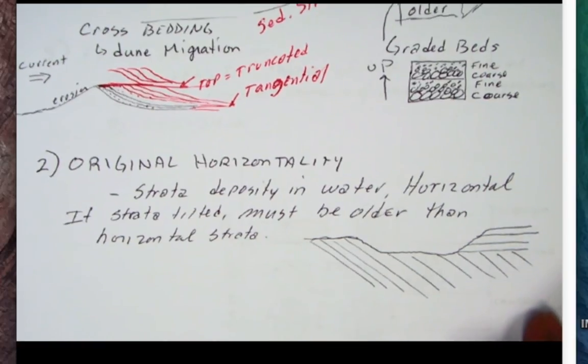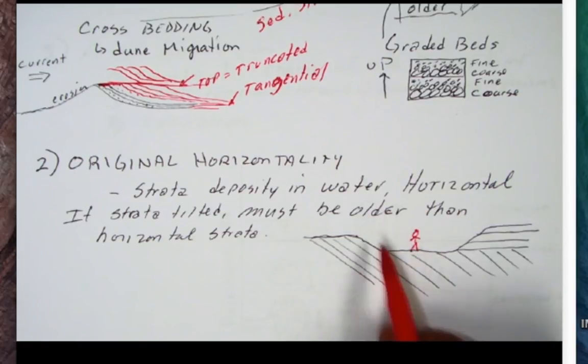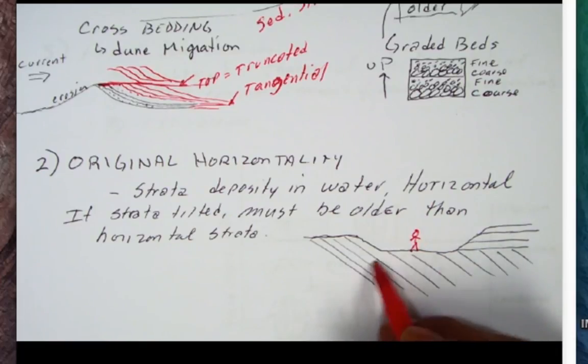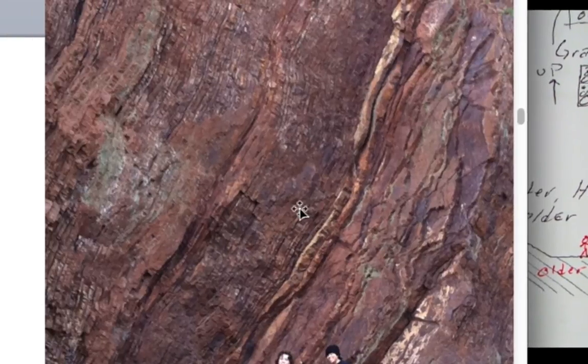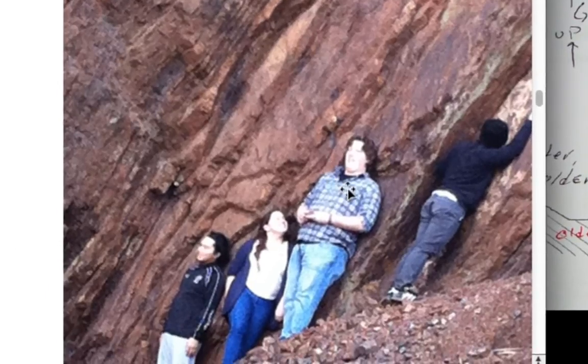So here I have a hypothetical canyon. If you're standing in this canyon, looking at rocks on one side that are steeply tilted, whereas rocks on the other side are horizontal, you know that these rocks must be older, because some event has tilted these and has not affected these other rocks over here. In fact, if we go back to our Marin headlands, we see that these strata are very tilted. At one point, they were horizontal, so they're older. In fact, I have these same students here lying on the bedding plane now. So they're tilting as the bedding was originally horizontal.